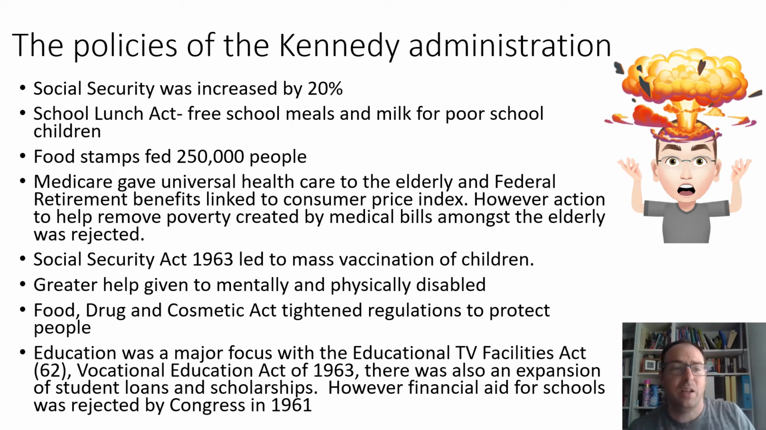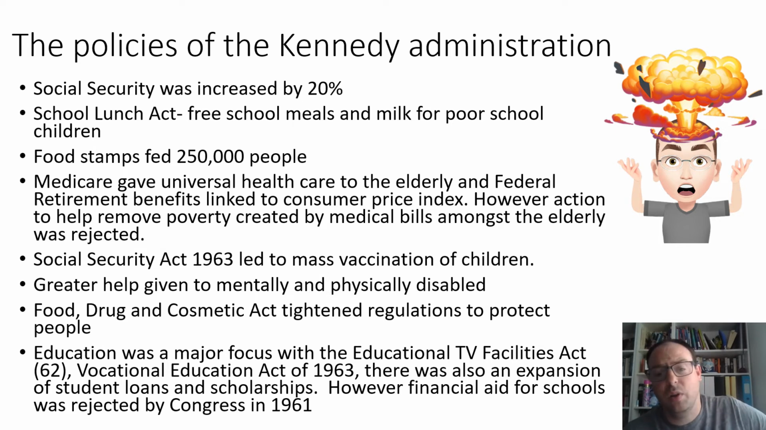However, action to help remove poverty created by medical bills amongst the elderly was rejected by Congress. So we see some progress and then some problems with what was happening with his interaction with Congress. The Social Security Act of 63 led to mass vaccination of children. There was greater help given to mentally and physically disabled people across the states. The Food, Drug and Cosmetic Act did tighten regulations to protect people, particularly the most vulnerable, improving the quality of what they were receiving.